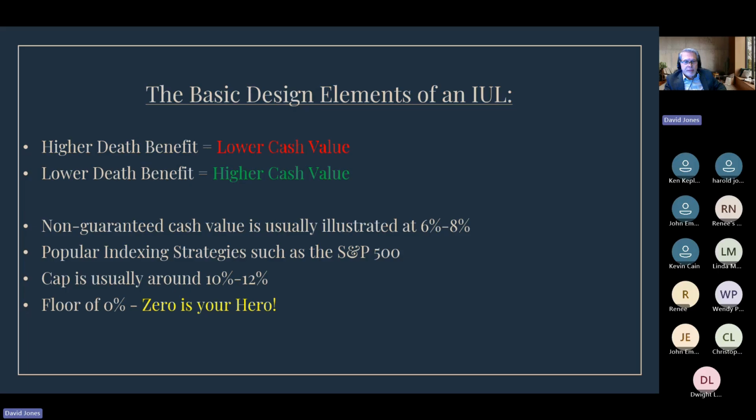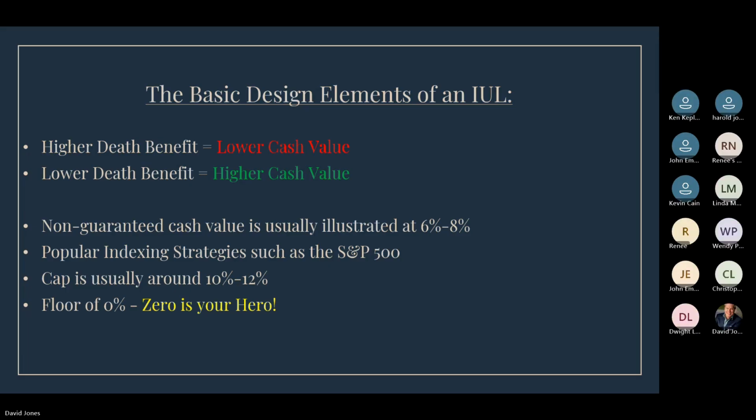The cap, which is the most it's going to do on your policy, is usually between 10 to 12%. So there's a cap on these things, and there's a floor. So the cap is usually around 10 to 12. Right now, the one that I ran is 11 and a half, I believe. And then the floor is zero. Again, zero is your hero. I'm sure you've all heard it.